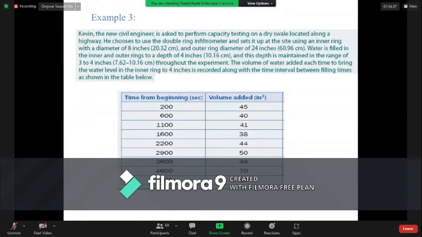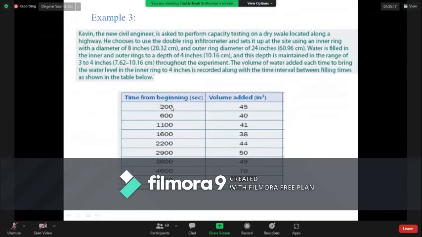So this time, they didn't give the drop of water level in depth. Here, they give the volume added. So from the diameter of the inner ring, you can calculate the area of the inner ring. Then you can divide that volume by area and calculate the depth. Here they give the time from beginning. So you can take the time interval.